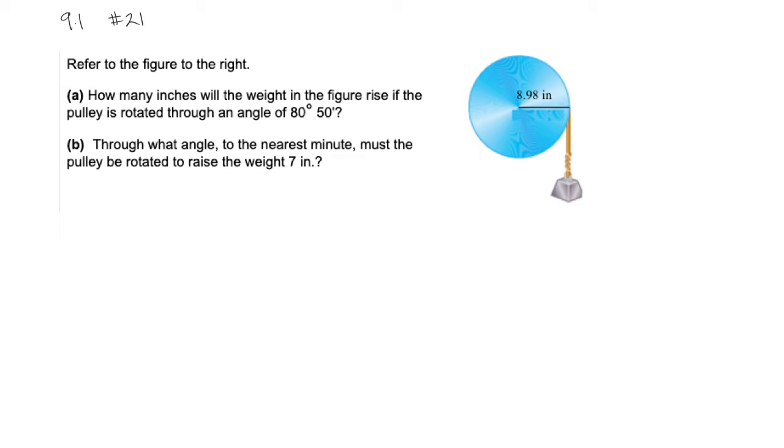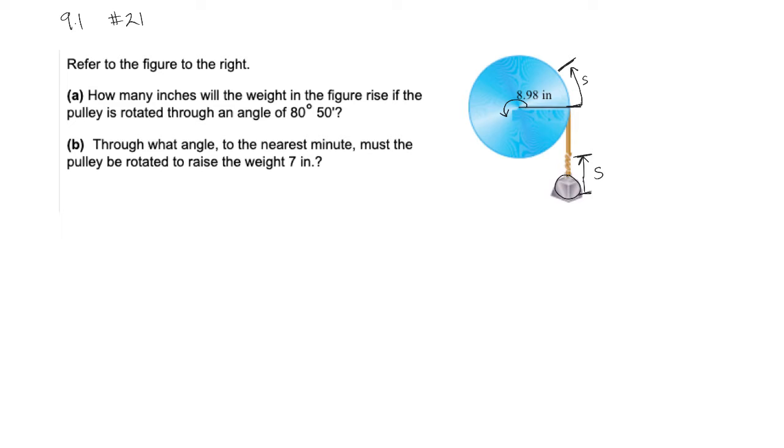In this, we're being asked to find in the first part how many inches our block is going to move up as our wheel rotates. Okay, so the big idea is that the amount that we move along the arc, that length, is going to be the same as however much our block moves up. So those are the same thing. So if we can find those, that's going to be S.